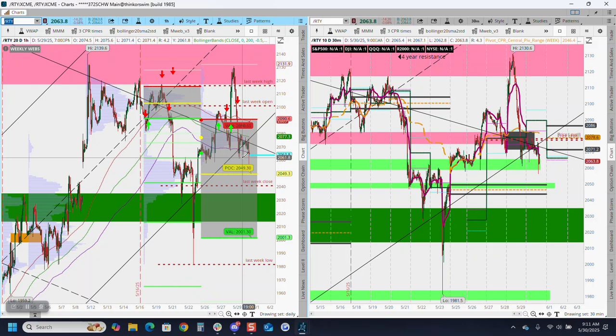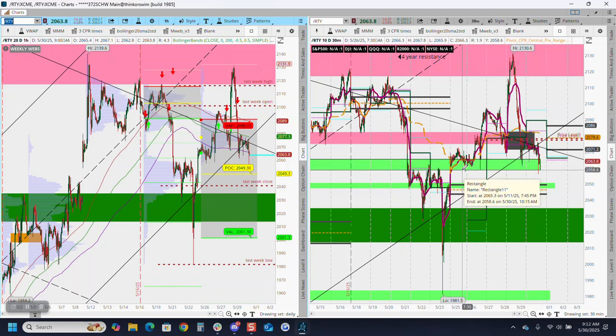So if I had to be short anything, I would have to lean that this thing here could be breaking to the downside. So let's definitely keep a very close eye on this in today's session. Okay.